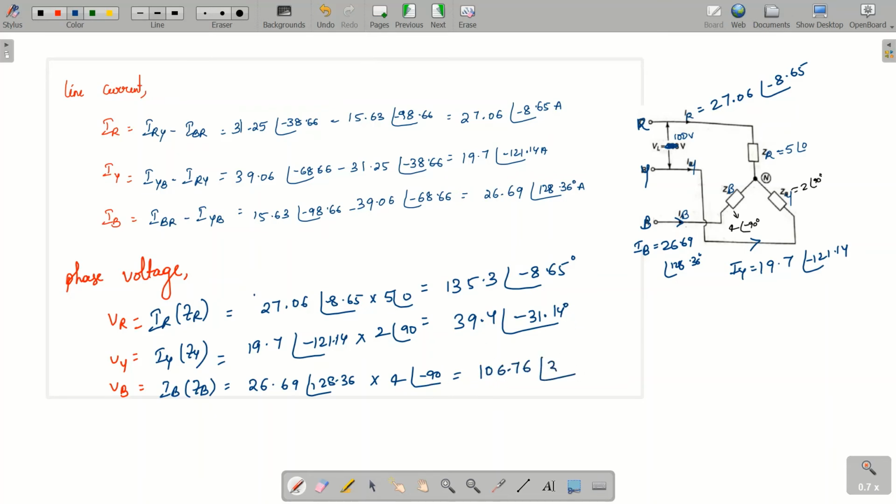106.76 at an angle of 38.36 degrees volts. Mention the units. Okay, right. So once again I am going to explain this problem.